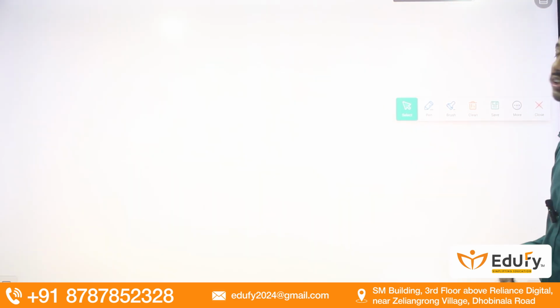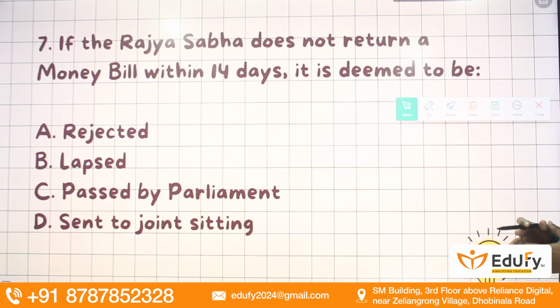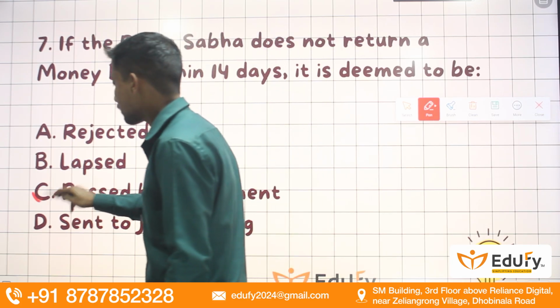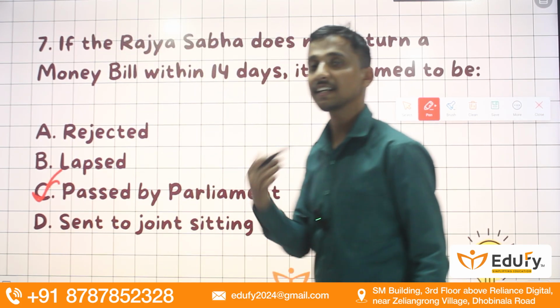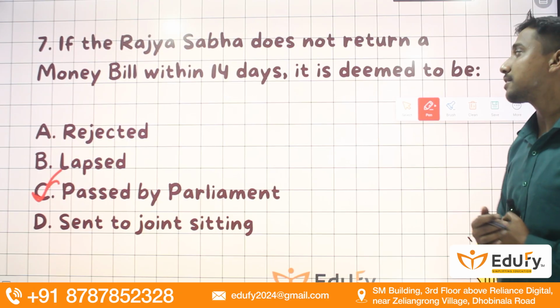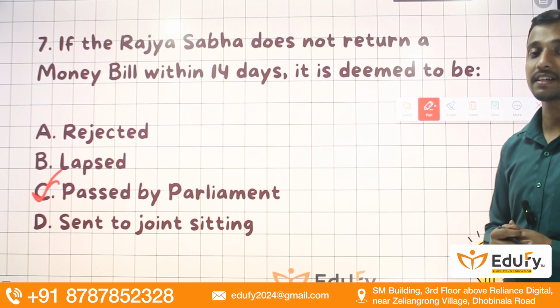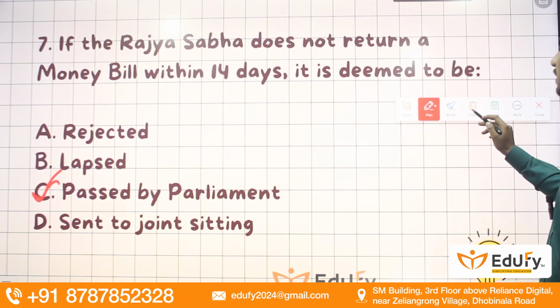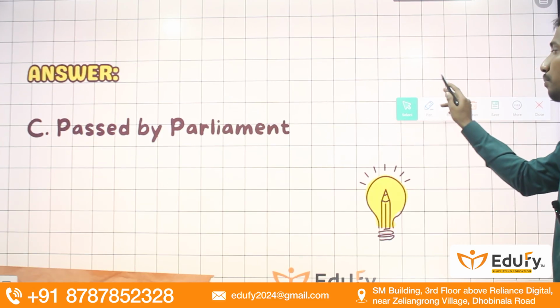Moving towards the next question, guys, we have: if the Rajya Sabha does not return money bill within 14 days, it is deemed to be passed by the parliament. So, we will consider it as being passed. If they do not return it within the span of 14 days, it will be deemed to be passed by the parliament. Remember that. So the correct option is option C.